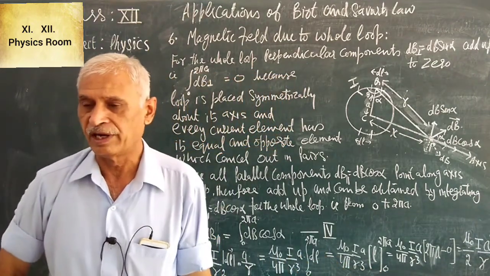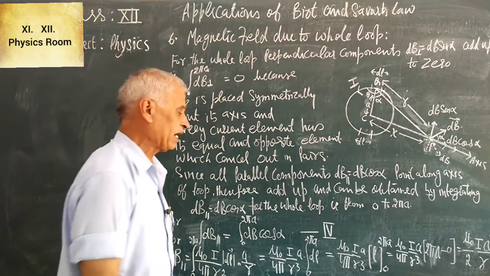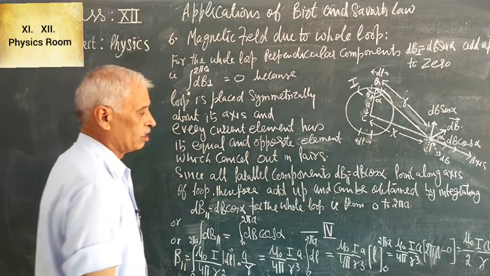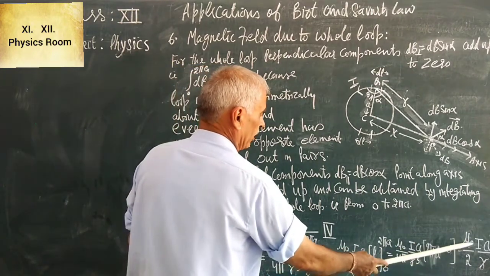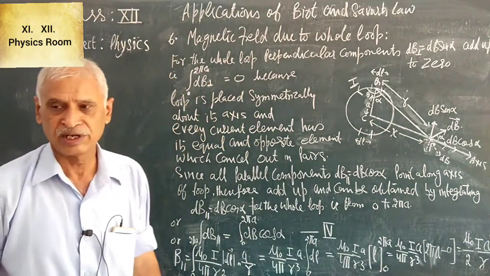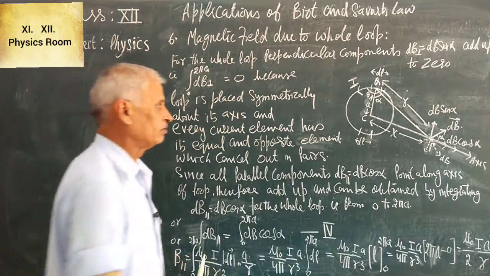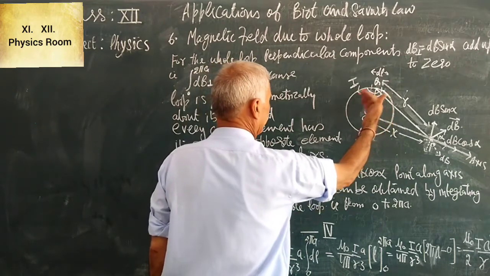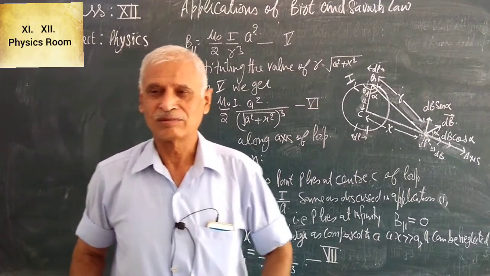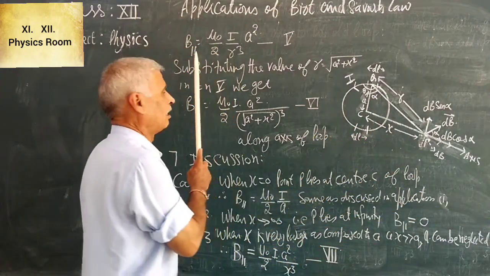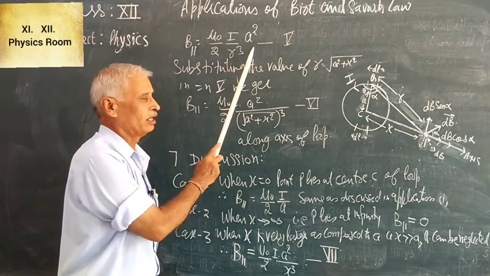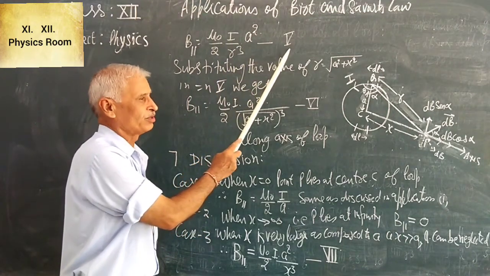So magnetic field at point P at a distance x is given by the expression B parallel is equal to mu 0 by 2 I by r cube into a square, and direction is along the axis of the loop given by right hand grip rule. Now since B parallel is equal to mu 0 by 2 I by r cube into a square, let us mark it as equation 5.